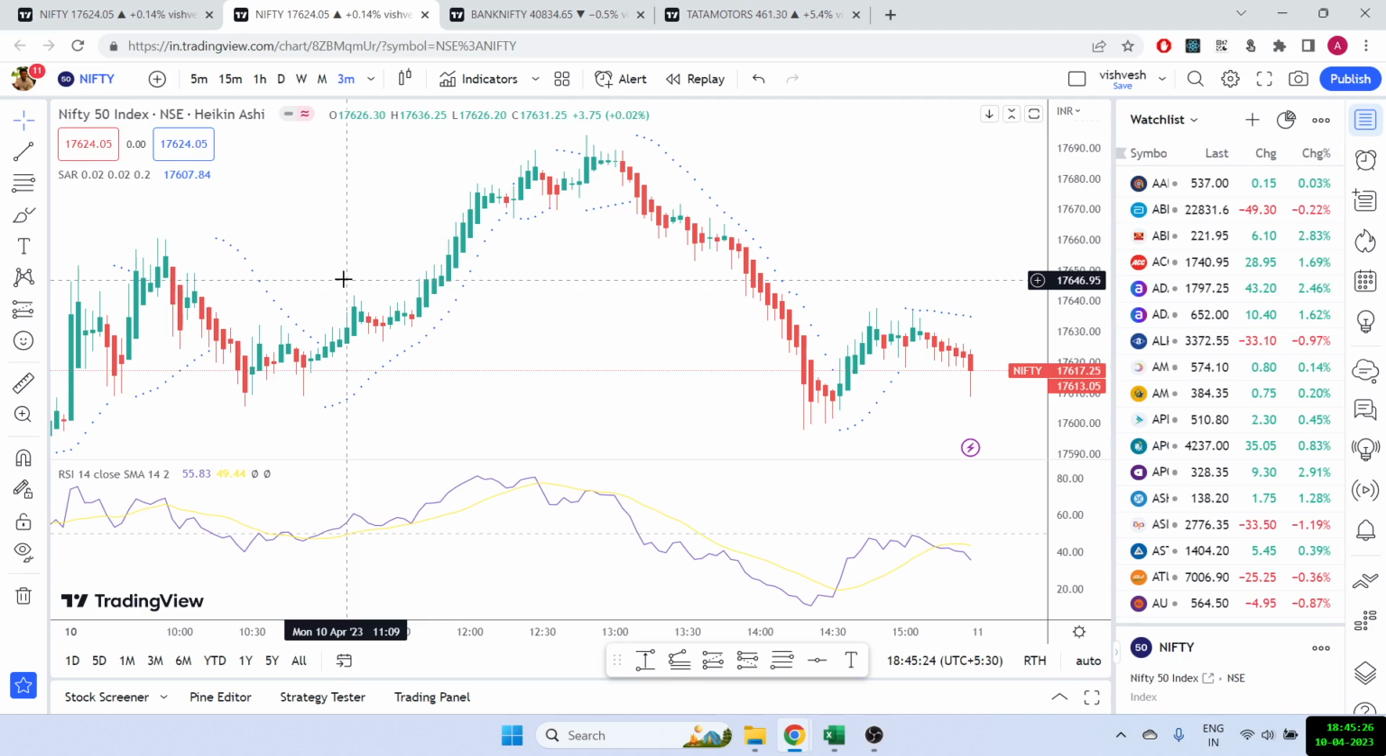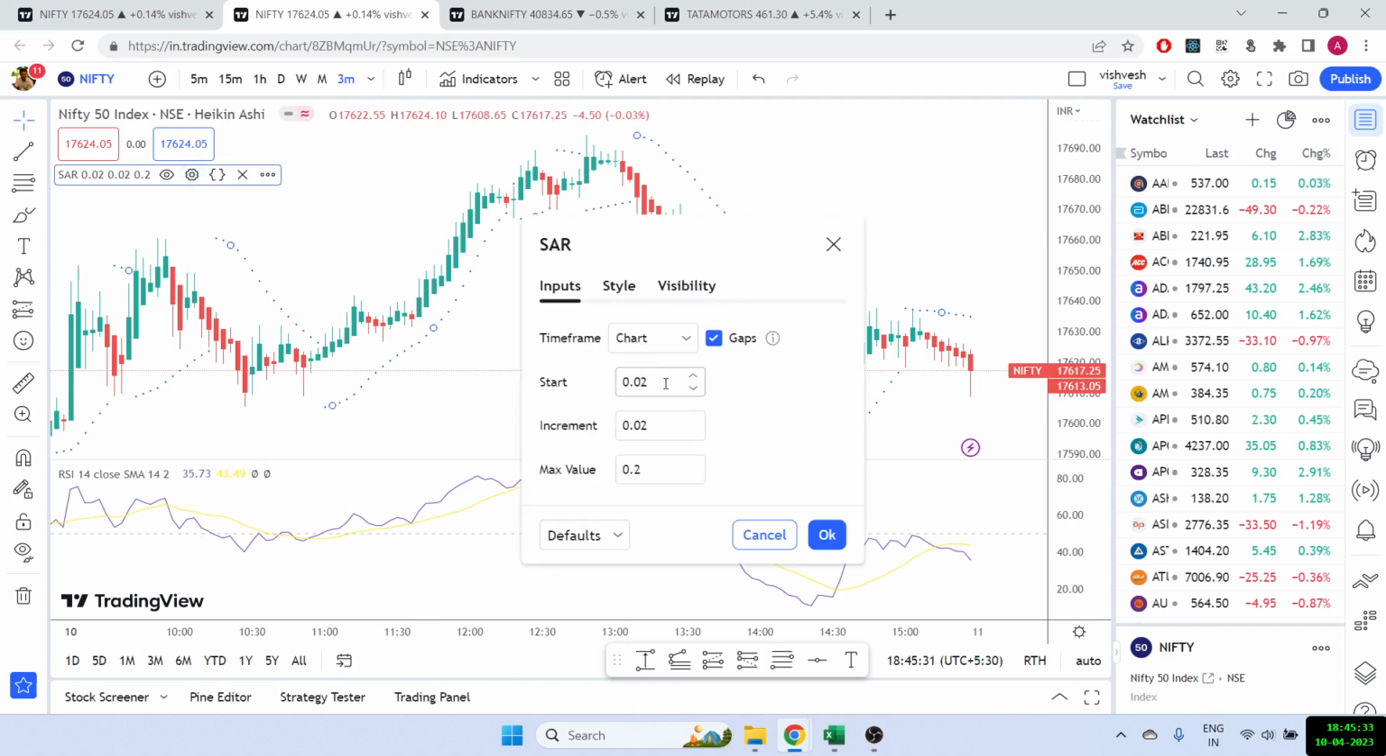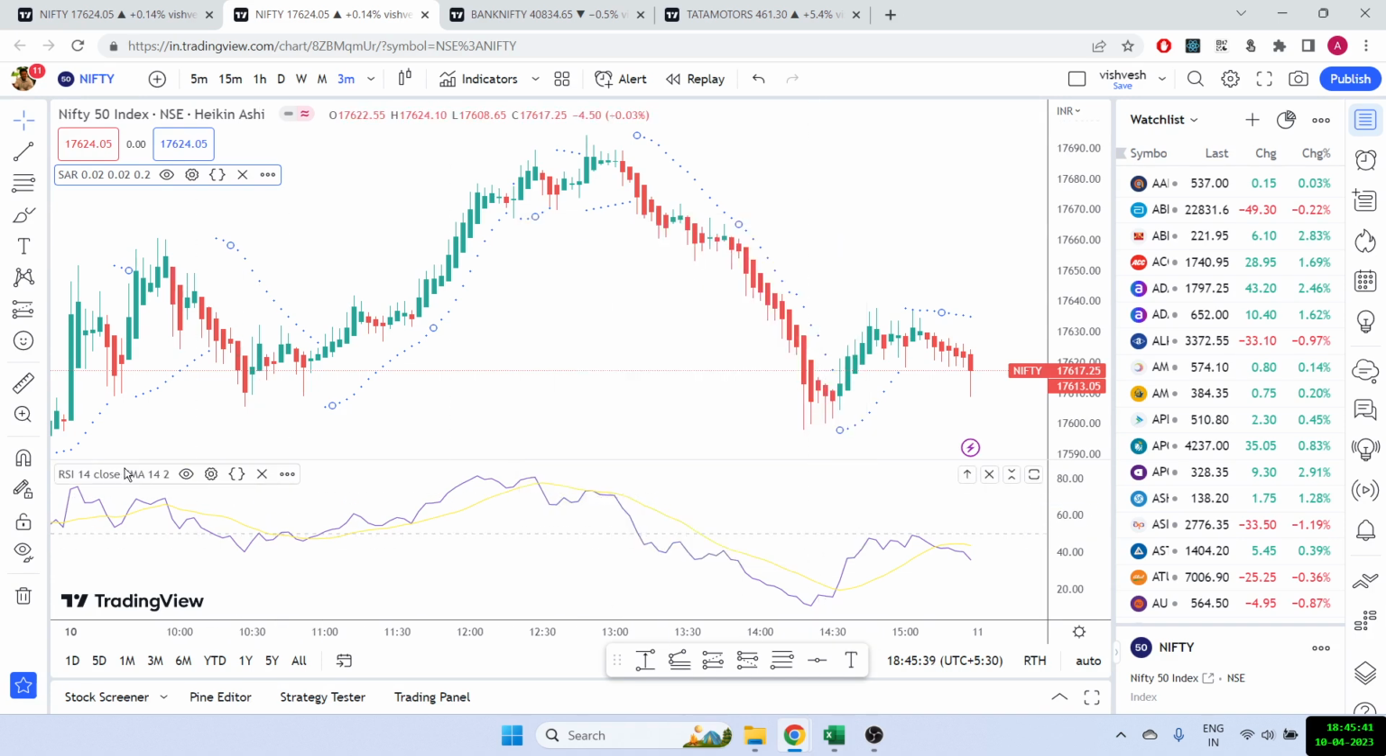The second thing that I've added is the parabolic SAR. The dots that you see are the parabolic SAR, and they are the usual default values with start equal to 0.02, increment of 0.02, and the max value of 0.2. And the third thing that I've added is my RSI. It's a 14-period RSI, and the only line that I need is the 50 line. So the middle line is the 50 line.